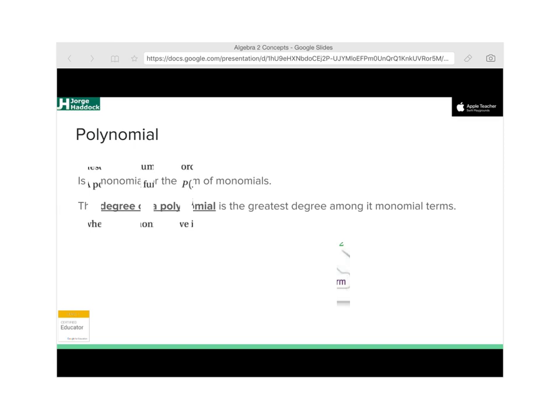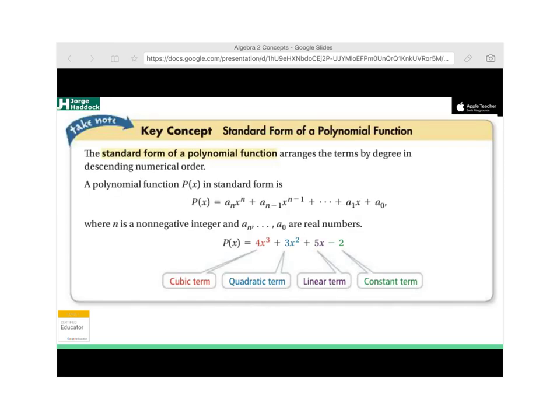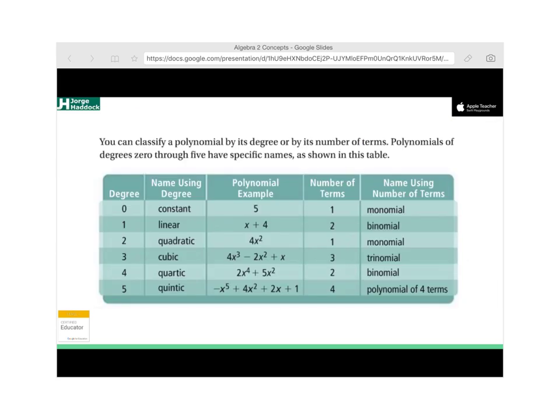Okay, now we can classify a polynomial by two things. First of all, its degree, right? If the degree is 0, it's called a constant term. If the degree is 1, it's called linear. If the degree is 2, it's quadratic. 3, cubic. 4, quartic. 5, quintic. And anything else from there is just going to be a polynomial of degree 6, 7, or 8, whatever you need.